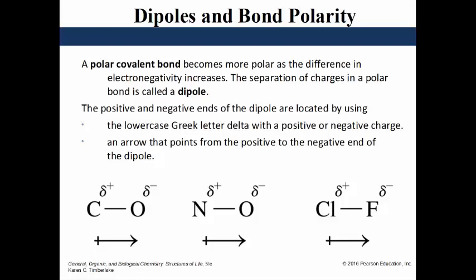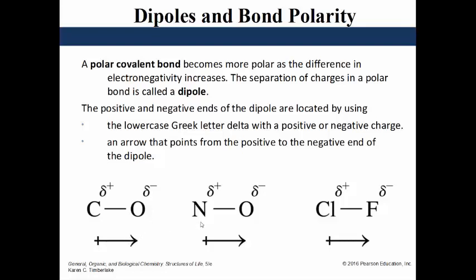And you can indicate this by using some Greek letters and also by using some arrows. Now the lowercase Greek letter delta is used to indicate positive and negative. This example here is the bond between carbon and oxygen. When you have this compound, the oxygen side is more negative compared to the carbon side, which is more positive. Delta with the plus indicates positive, delta with the minus indicates negative. You can also draw these arrows here. The arrow will point to the more negative end of the dipole.